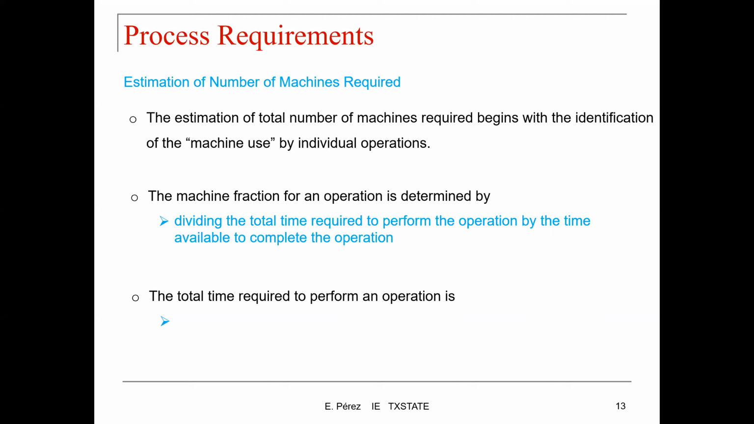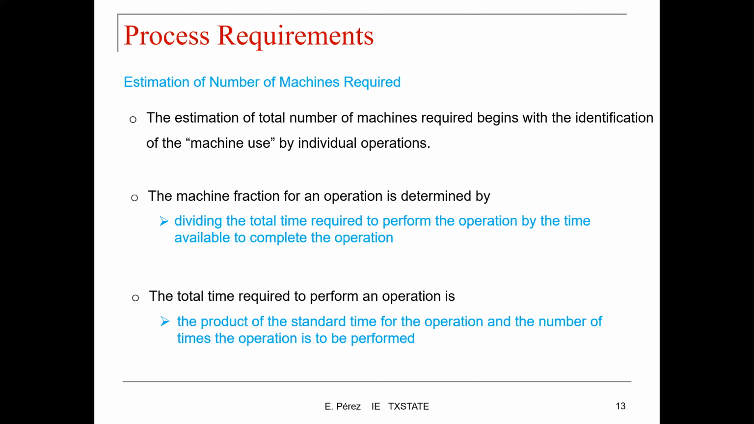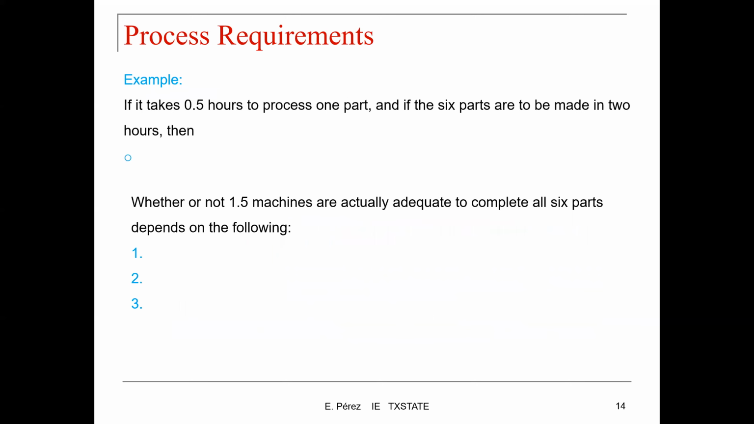The total time required to perform an operation is the product of the standard time for the operation and the number of times the operation is to be performed. So let's look at one example. If it takes half an hour, or 0.5 hours, to process one part, and if 6 parts are to be made in 2 hours, then it follows that 1.5 machines are needed to complete the operation.